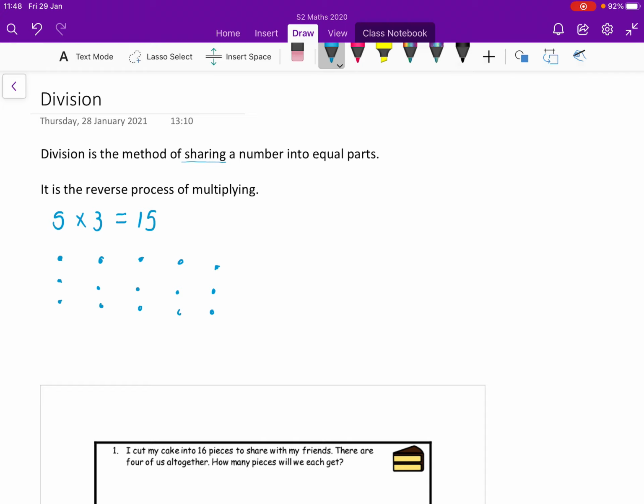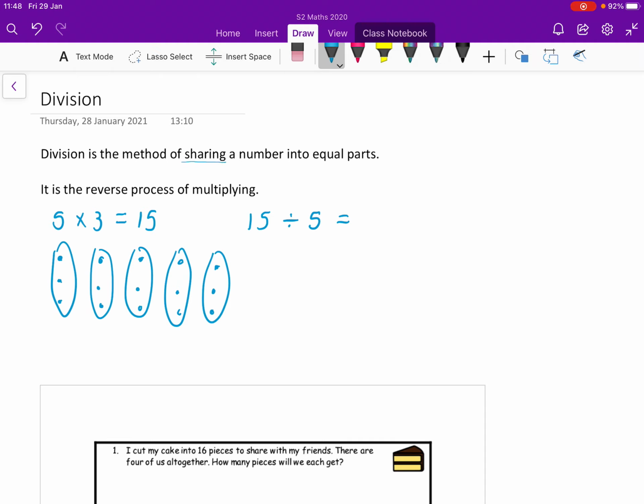So if we then wanted to look at the dividing side of things, that's where we have 15 and we want to divide it by 5, say. So we want to divide it into 5 equal groups. So if I look at my 15 little dots that I've drawn, if I divide that into 5 equal groups, well, there's 1, 2, 3, 4 and 5. How many is in each group? Well, there's 3 in each group. So 15 divided by 5 gets us 3.